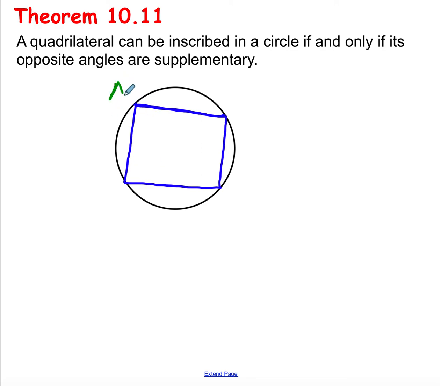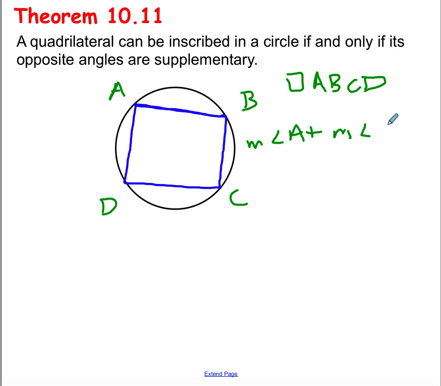So let's call this point A, this one B, this one C, and this one D. We'll call those both points and angles. So this will be point A, and this angle here will be angle A. As you can see, ABCD is our quadrilateral here. So we refer to quadrilaterals like this, quadrilateral ABCD. This quadrilateral can only be inscribed in this circle if and only if the measure of angle A plus the measure of angle C equals 180, and the measure of angle B plus the measure of angle D is 180. Both of those things must be true in order for a quadrilateral to be inscribed in a circle.